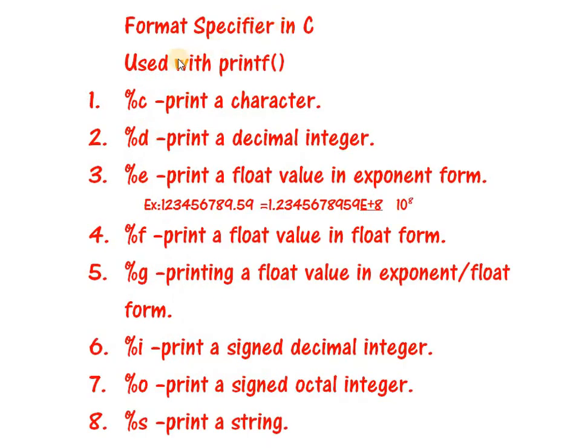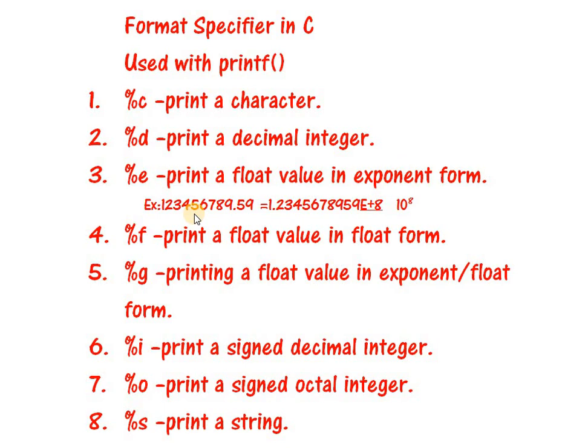Format specifiers in C used with printf. First, %c prints a character, same as the scanf function. Second, %d prints a decimal integer, same as the scanf function. Third, %e prints a float value in exponential form.